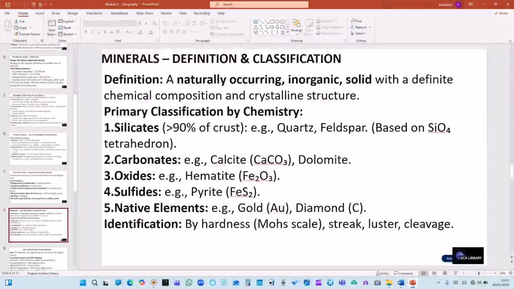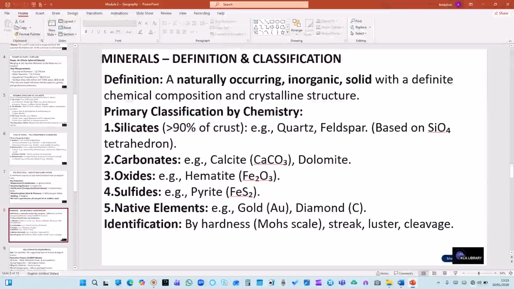We have silicates. These are minerals that are made up of silicon. That is 90% of the crust. Examples are quartz and feldspar. Then we have carbonate minerals, made up of carbon, for example calcite and dolomite. Then we have another classification, which is oxides, made up of oxygen. An example is the hematite mineral. We have sulfides. An example is pyrite.